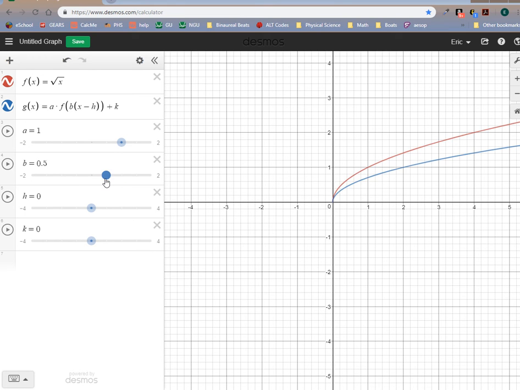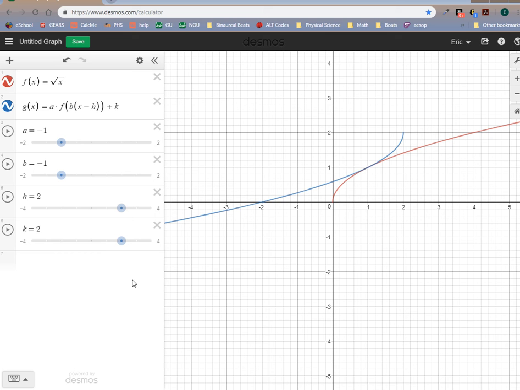If I drag B to a negative value, what's it going to do? It's going to reflect it horizontally. If I drag A to a negative value, what's it going to do? Reflect it vertically. Okay? And then I can do my translations after the fact, and it takes that finished product and translates it, right? You can make a pretty cool pattern.